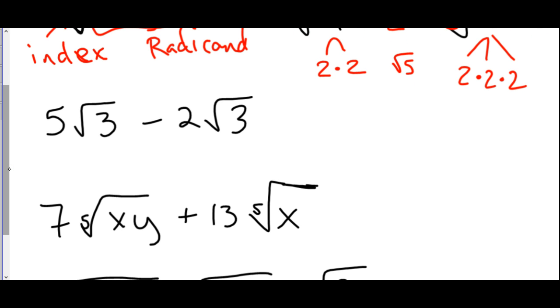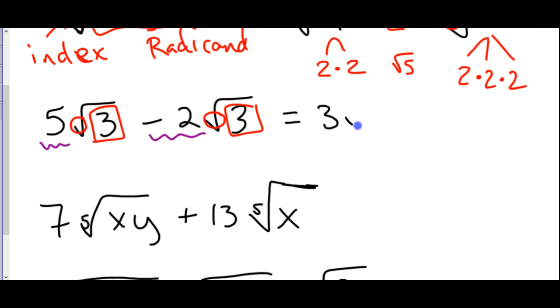The only way you can add or subtract a binomial radical expression is if they have the same index and the same radicand. The index and the radicand must match before you can combine them. If they do match, when you combine them, you just combine the numbers in front. 5 minus 2 is 3. We leave the index and the radicand alone when we're combining with addition or subtraction. So the answer to this problem would be 3 square root 3.